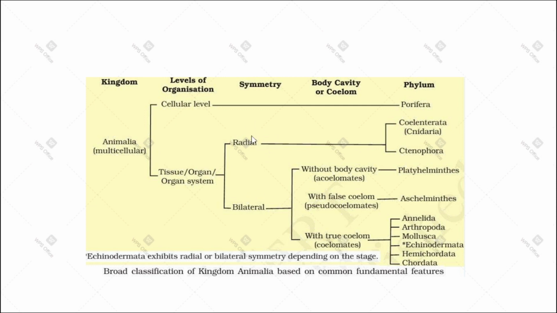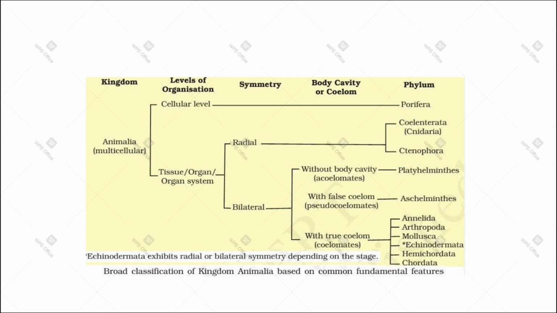Now radial symmetry is generally present in the Coelenterata, that is the Cnidaria and the Ctenophora. But bilateral symmetry is present in three forms, that is it can be in acoelomates, it can be in pseudocoelomates, it can be coelomates. Acoelomates example is Platyhelminthes, pseudocoelomates example is Aschelminthes, and coelomates is the major portion that comprises almost the rest of all the phyla present in the animal kingdom, that is the Annelida, Arthropoda, Mollusca, Echinodermata, Hemichordata and Chordata.